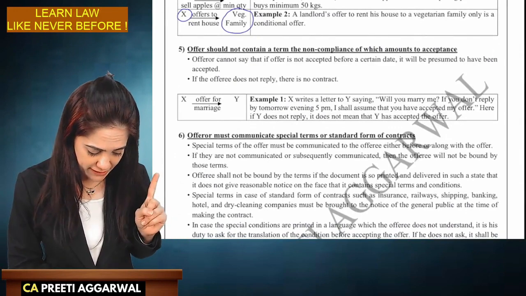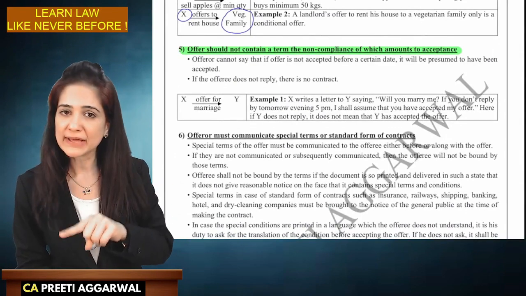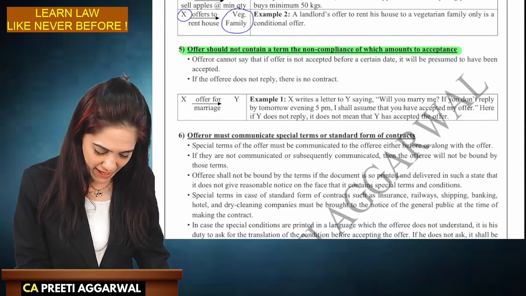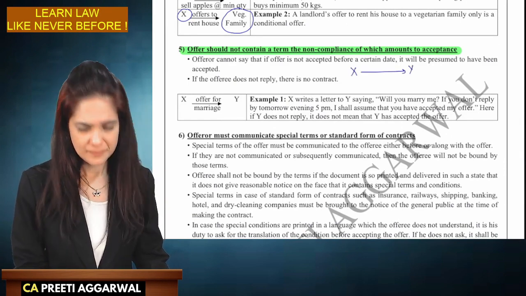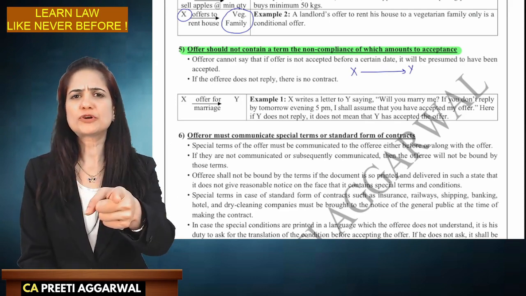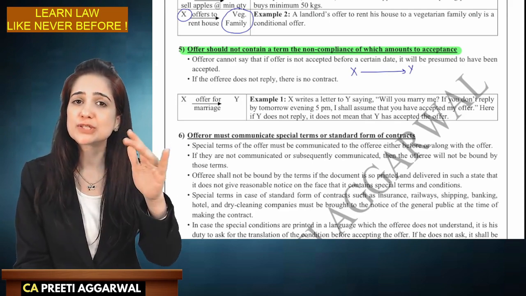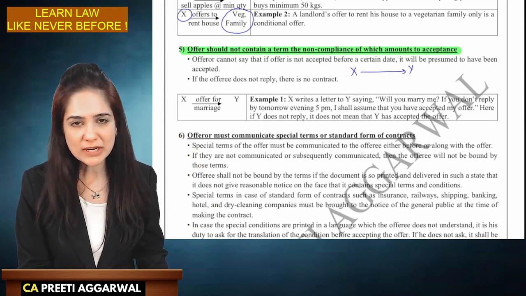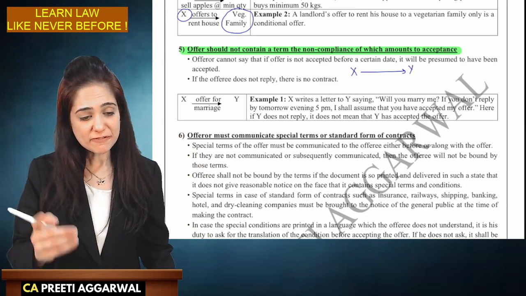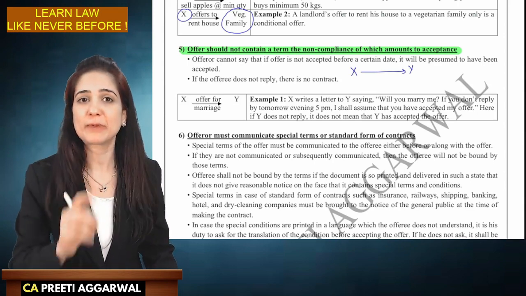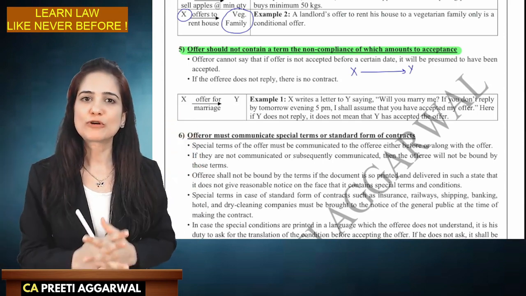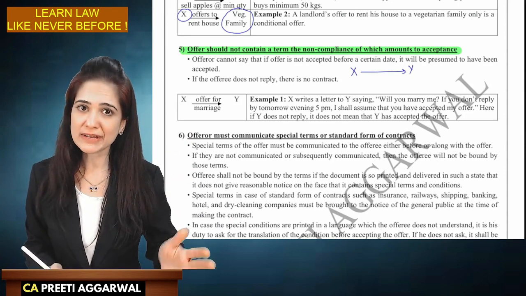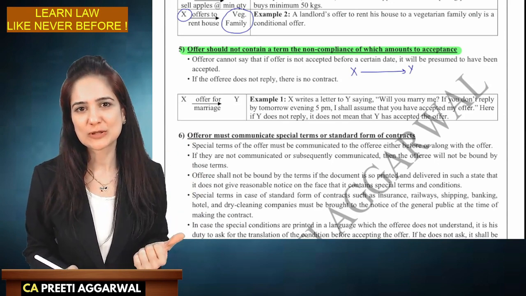Offer should not contain a term, the non-compliance of which amounts to acceptance. X proposes to Y, will you marry me? And if you don't reply by today evening 5 o'clock, I will assume that you have accepted my offer. Offerer cannot say that if by this time you don't accept my offer, I will assume that the offer is accepted. Offer must be communicated. Similarly, acceptance must also be communicated.